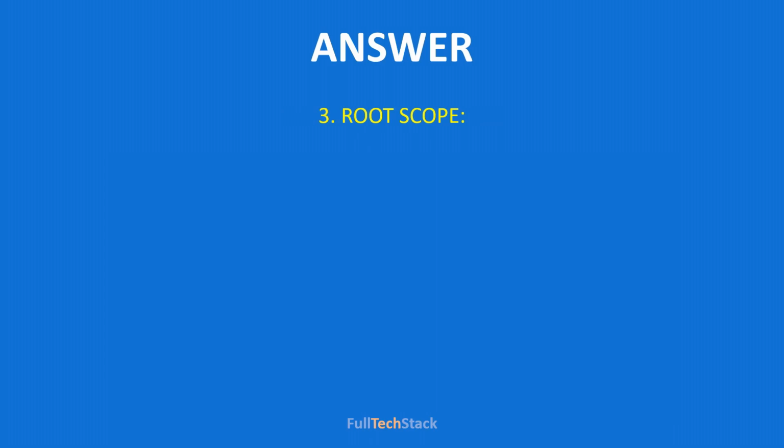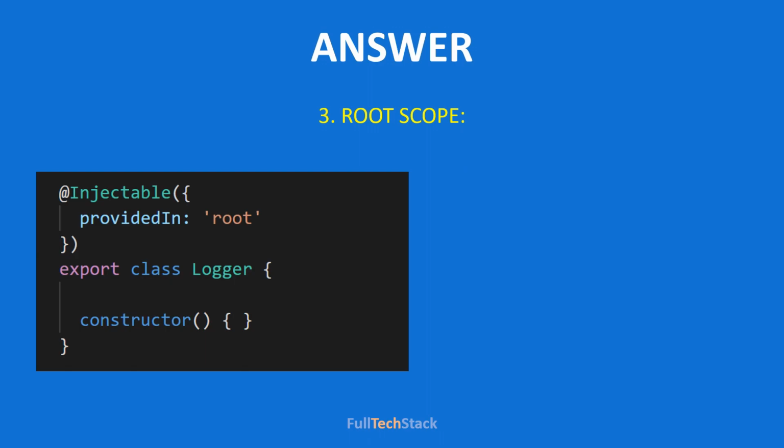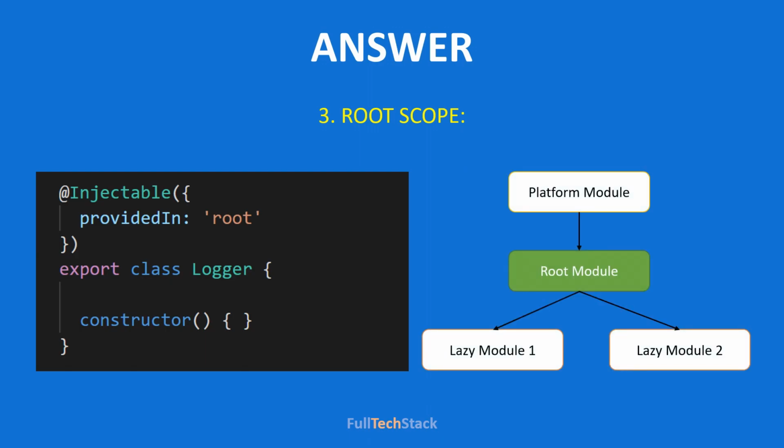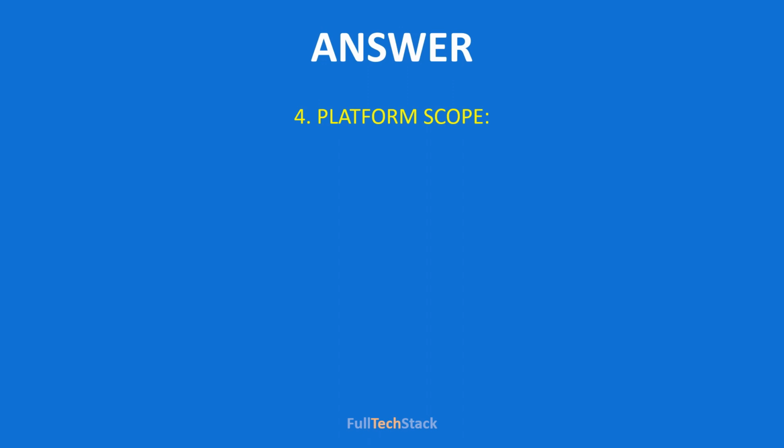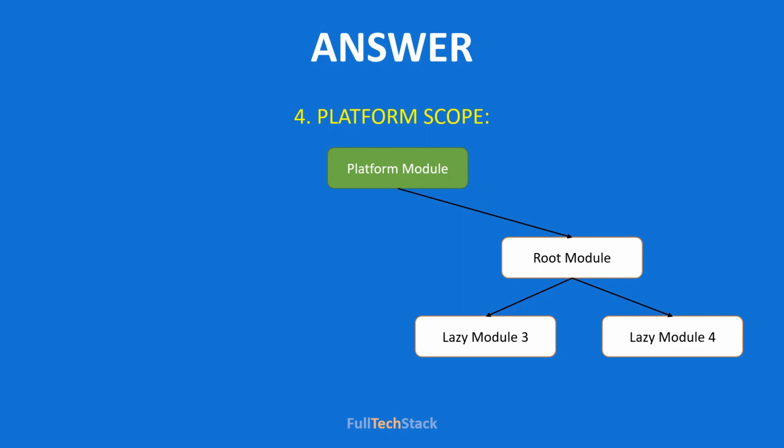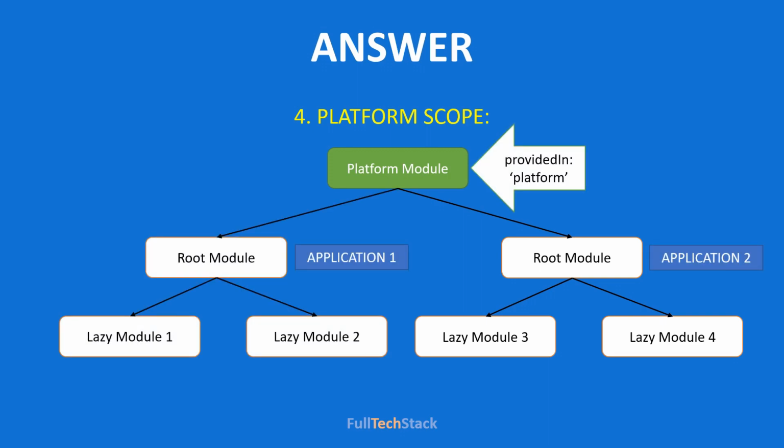Root scope. It was introduced in Angular 6, which allows us to register the service throughout the application without even adding a provider to a component or NgModule. And for setting root scope, we simply set the value as root for the providedIn property inside the injectable decorator. Platform scope. It was introduced in Angular 9 and is defined in providedIn with value as platform, which is a level created on top of root modules as platform module.